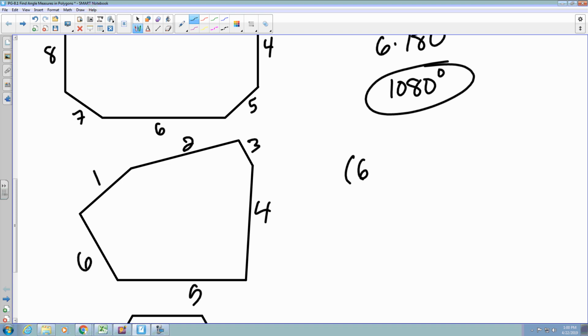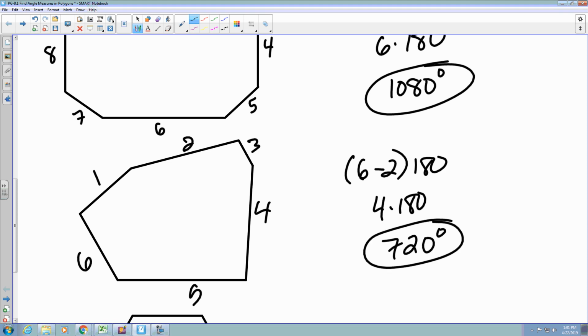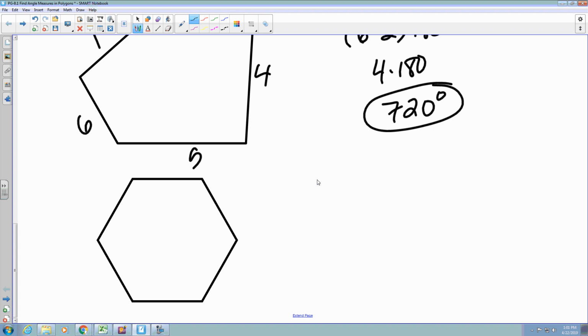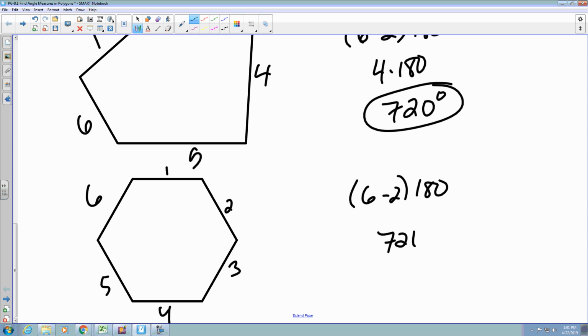Going over here, I have 1, 2, 3, 4, 5, 6. Again, 6 minus 2 times 180. 6 minus 2 is 4, and 4 times 180 is just like the example we had up above. That's going to give us 720 degrees as a sum. Over here, you have 1, 2, 3, 4, 5, 6. Same thing as above: 6 minus 2 times 180. So even though they're different shapes, they still give me a sum of 720 degrees.